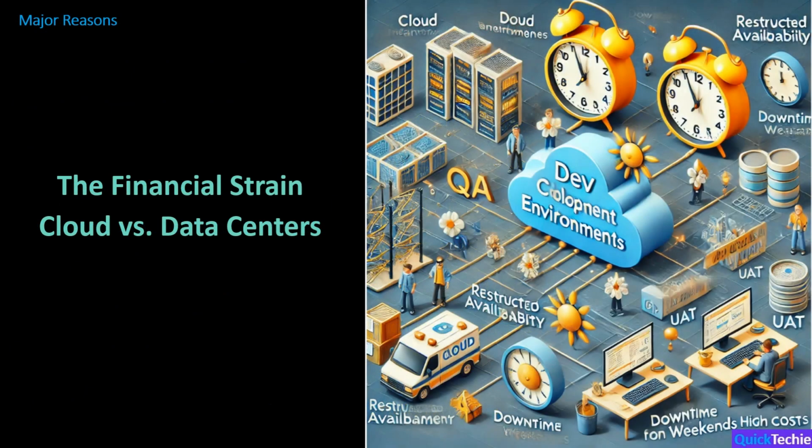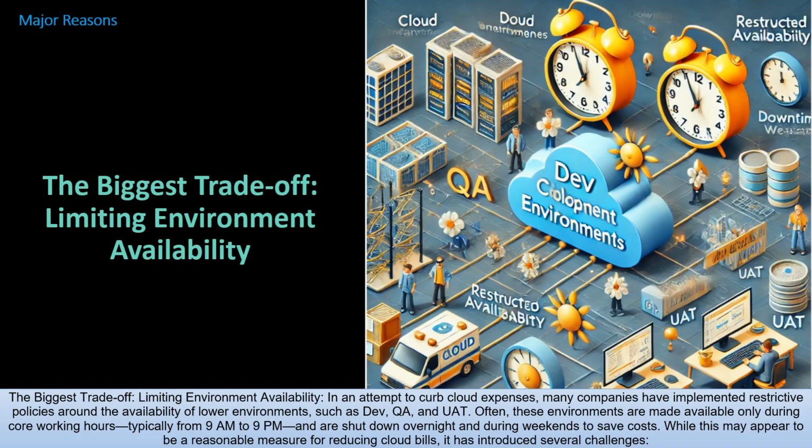The financial strain, cloud versus data centers. Many organizations have already migrated most of their environments and applications to the cloud. However, the monthly cloud bill has increased significantly, often surpassing the costs of operating traditional data centers. This shift from capital expenditure, CapEx, to revenue expenditure, OpEx, is now impacting companies' operating costs and squeezing their bottom line.